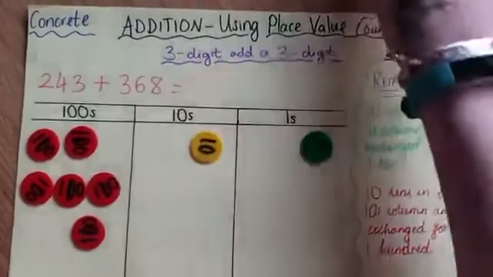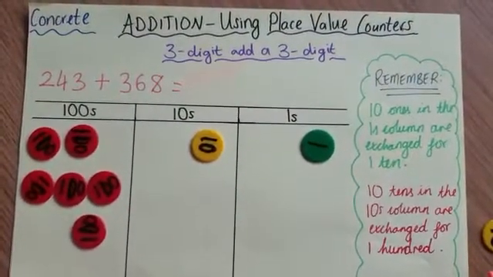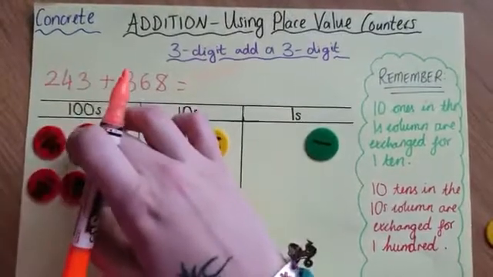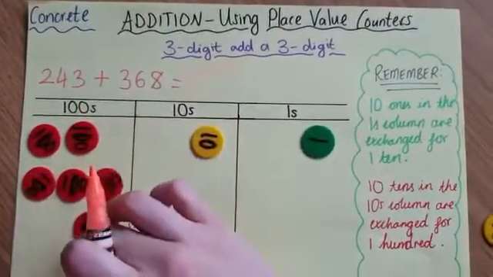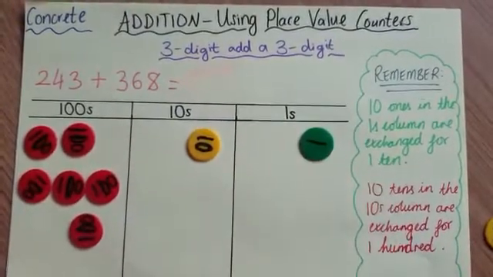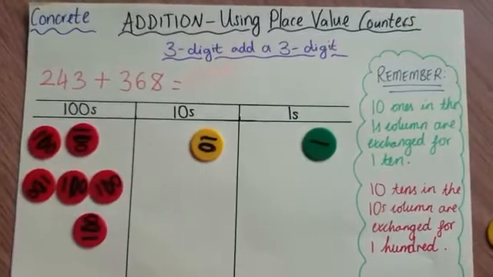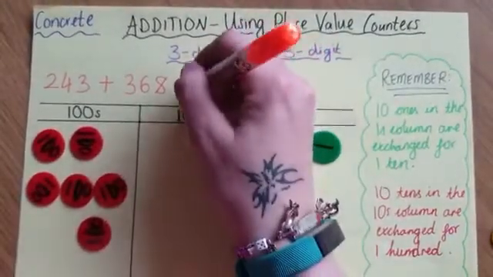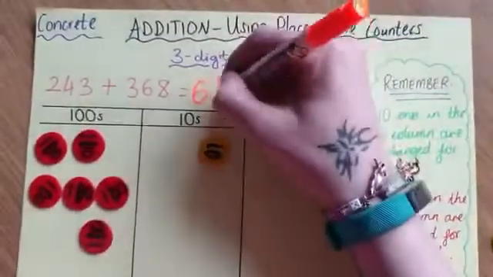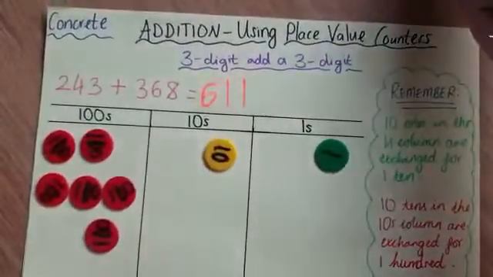Now I can work out my answers, starting with the hundreds. 100, 200, 300, 400, 500, 600, 110, 1, and I know that 10 and 1 make 11, so I know that I have 600 and 11. So I will do my 611 to show that is my answer.